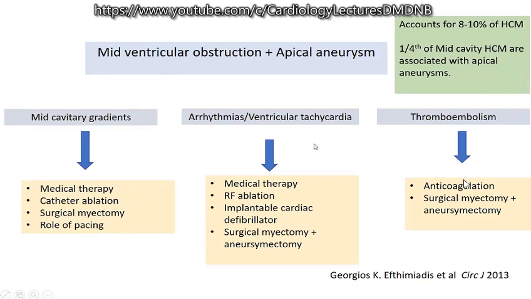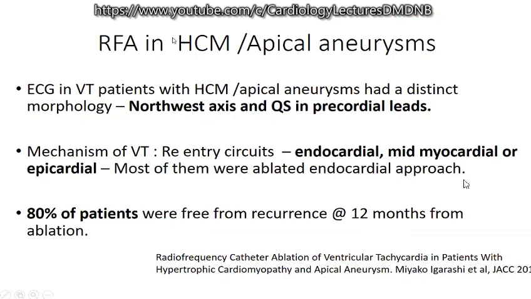But our primary importance in this patient is to get rid of the ventricular tachycardia. We have exhausted all our medical therapy options. So the next way to go about this is to consider RF ablation in this patient, and also give an implantable cardiac defibrillator for secondary prevention. If we look at the data of radiofrequency ablation in this subset of patients, that is HCM with apical aneurysm, this is a study where 15 patients underwent an RF ablation. The study demonstrated that there is a characteristic ECG pattern in most cases, indicated by the presence of a northwest axis and a QS in precordial leads.